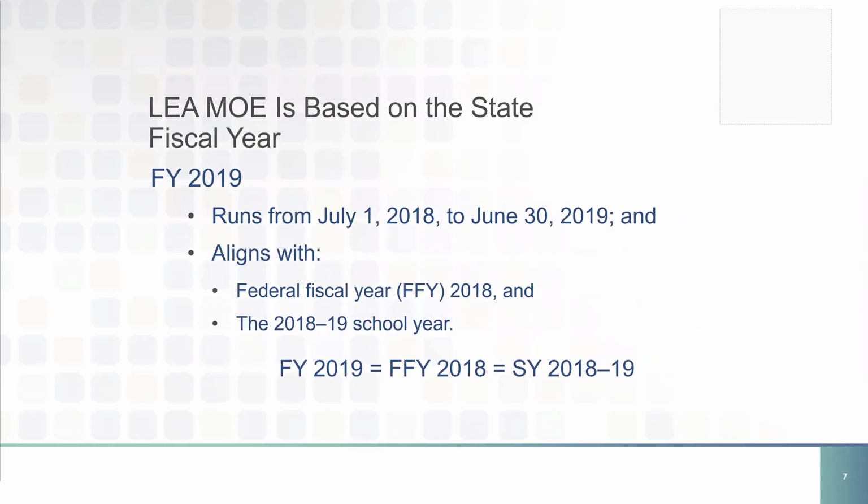While LEA MOE is a federal fiscal requirement, it's not based on the federal fiscal year, or FFY. When we calculate LEA MOE, we use our state fiscal year, or FY. In Connecticut, our fiscal year runs from July 1st to June 30th. For example, state fiscal year FY 2019 represents budgeting and spending for the 2018-2019 school year. During that period, you use federal, state, and local dollars to provide special education programs to students with individualized education programs, or IEPs. State fiscal year 2019 corresponds to the federal fiscal year of 2018, and FY20 refers to FFY 19, etc.